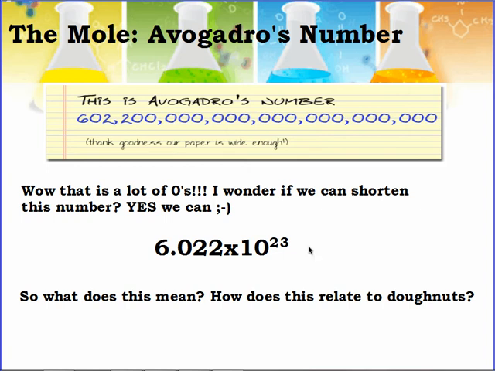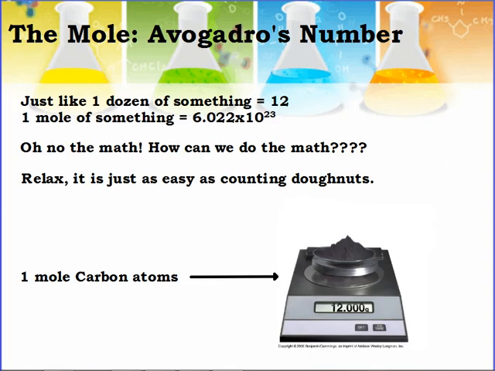We in chemistry say Avogadro's number is 6.022 times 10 to the 23rd. You must commit this number to memory, as you will need to know it for the rest of the school year. So what does this number mean, and how does it relate to the donuts? Well, just like 1 dozen of anything is 12, 1 mole of anything is equal to 6.022 times 10 to the 23rd. The math seems daunting, but I promise you it's just as easy as counting the donuts.